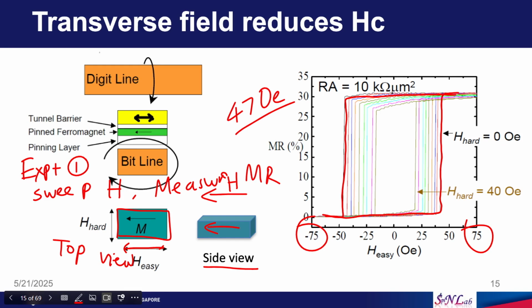The second experiment: what we are going to do is apply an external magnetic field along the hard direction. We call it H hard. We apply some magnetic field along the hard direction, so let us call it with the suffix H hard.